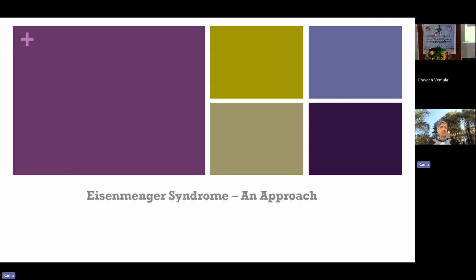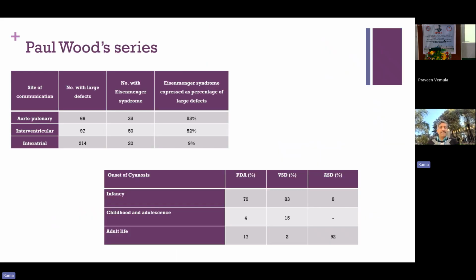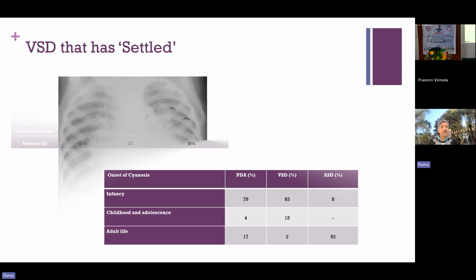In the same way, how do you approach an Eisenmenger syndrome? If the primary diagnosis is Eisenmenger syndrome, this is the classical Wood series that you should know: how many had a defect and how many ended up having Eisenmenger syndrome, all those things. It has become kind of a history, but still examiners are fond of asking that. So you may have to think about it.